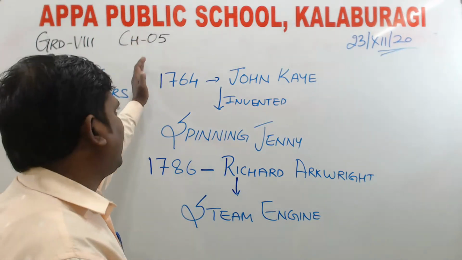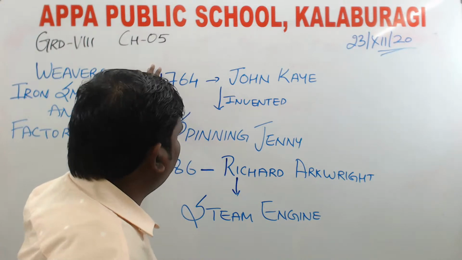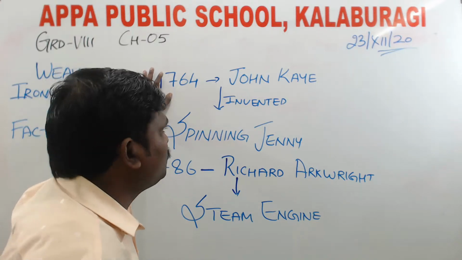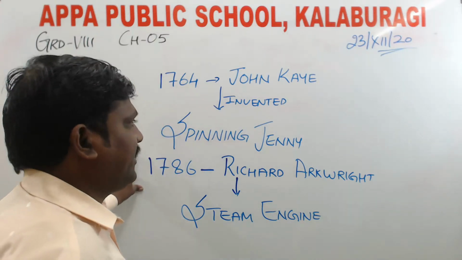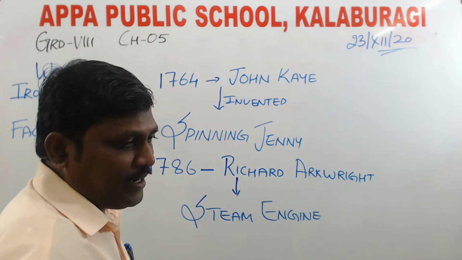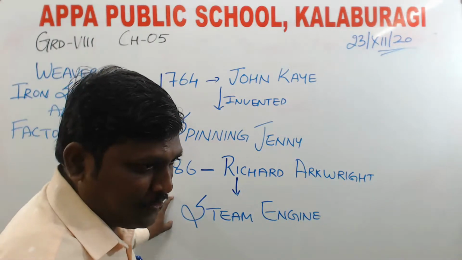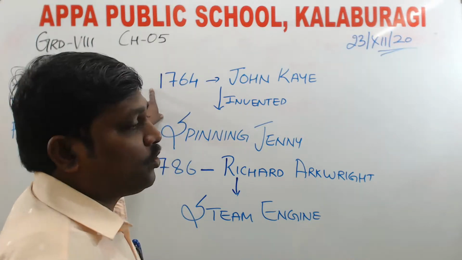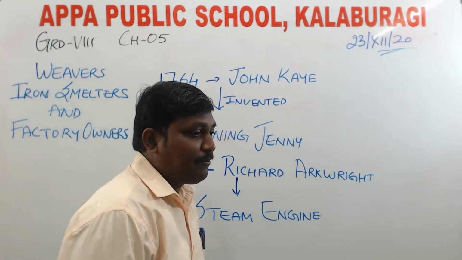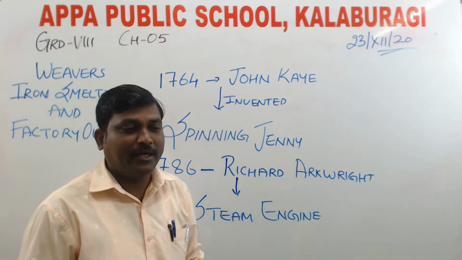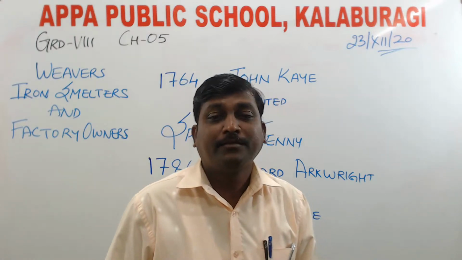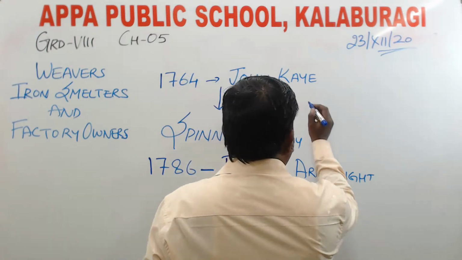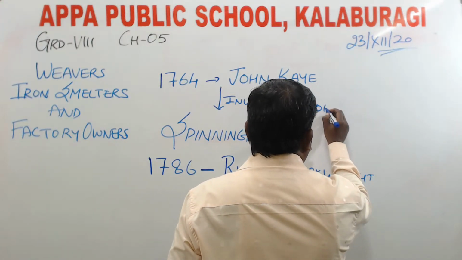So you may have already, if you are reading the science invention discoveries, so these two names have already been, if you are reading the books, it is right. You may have read 1764 John Kay invented spinning jenny, and 1786 Richard Arkwright invented the steam engine. So these two are the very remarkable inventions in the history of mankind, which changed the later course of the world. So because of this, many industries have started to come up in the 18th century in England. Okay, so as a result, England is called as the workshop of the world.